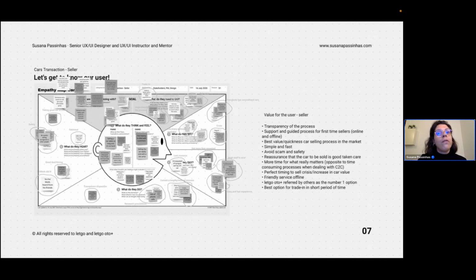So you also have the offline part. The app is the online part where you can do this buying and selling, but then people need to go and see the car, they need to try it, they need to buy it, to sign papers, and so on. So it has this part as well. Call it service design.